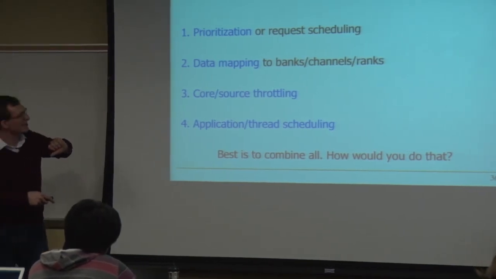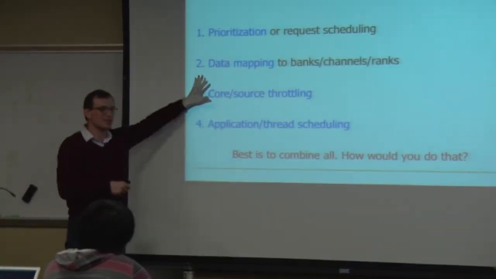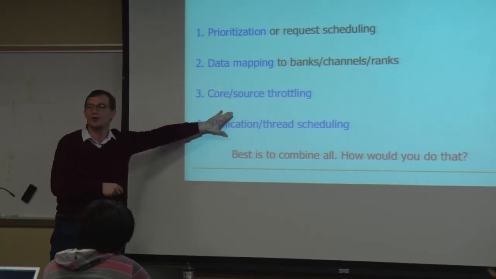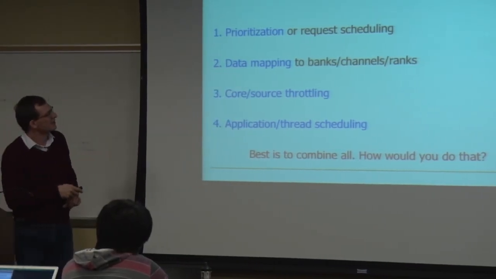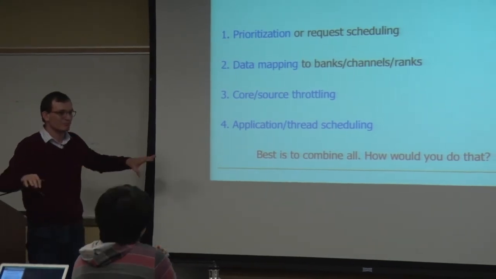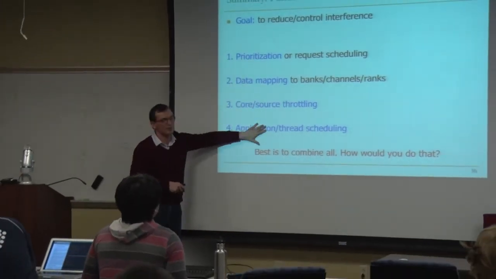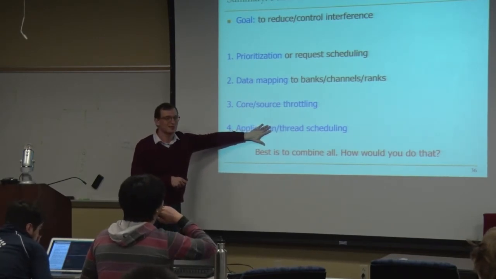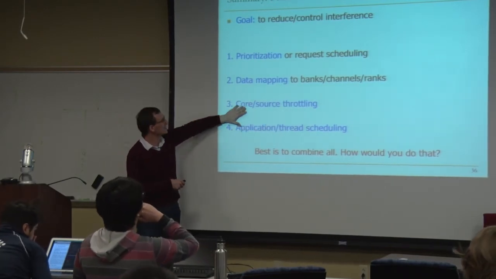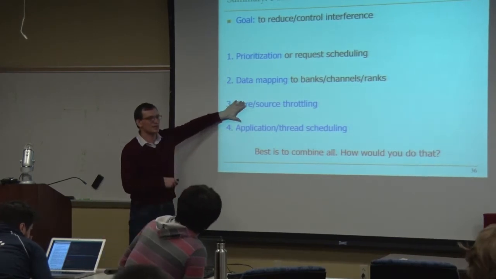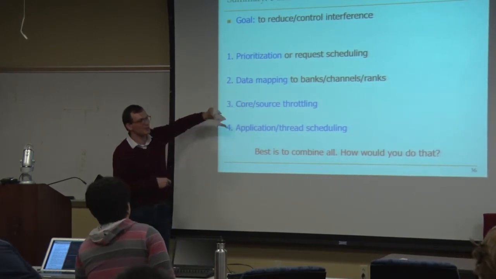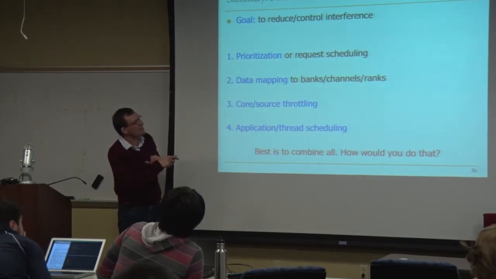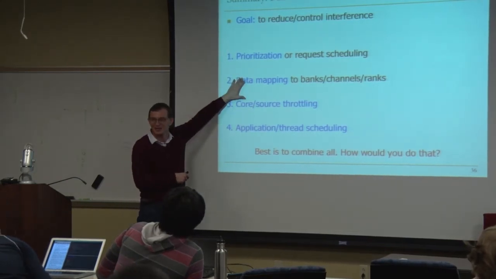The best is actually to combine all of these mechanisms. There is no single way of handling interference that clearly outperforms the others. The best is to have a good mechanism that combines all of them. Then the key question is, how would you actually do that? Well, that really depends on your system design. And depending on whether or not you solve this problem in the future, maybe you'll develop a mechanism that actually combines them in a good way.